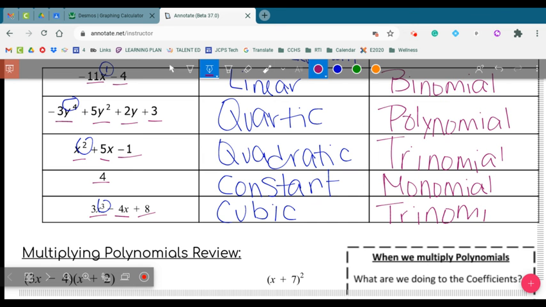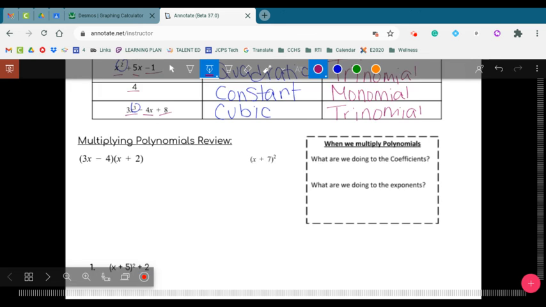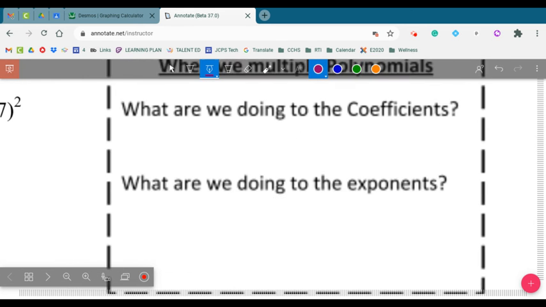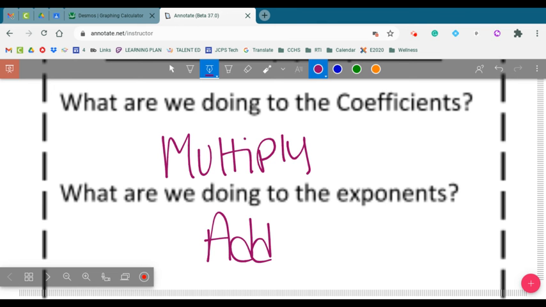So hopefully we're getting the hang of identifying our degree and number of terms. So let's now go to our multiplying polynomials review. So let's kind of review multiplying polynomials. Coefficients, we multiply. Exponents, we add. So it's going to stay the same.